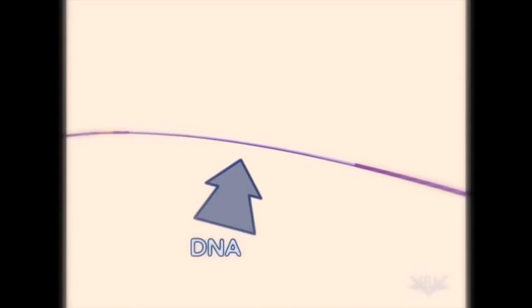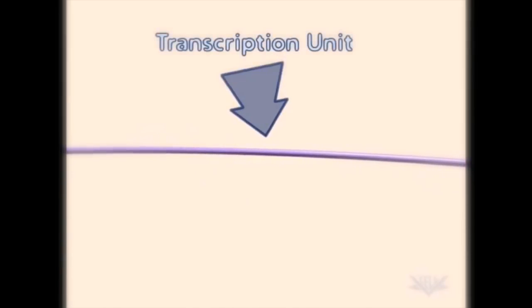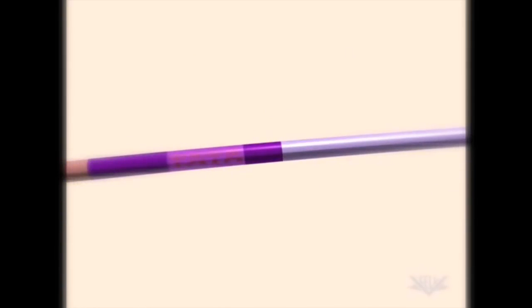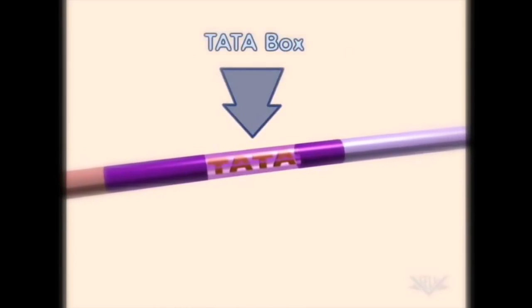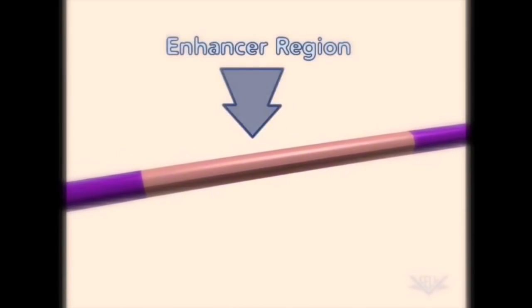Transcription begins with a strand of DNA. It is divided into several important regions. The largest of these is the transcription unit. This portion of the DNA will be used to produce RNA. Upstream of the transcription unit is the Tata box. An enhancer region may also be involved.